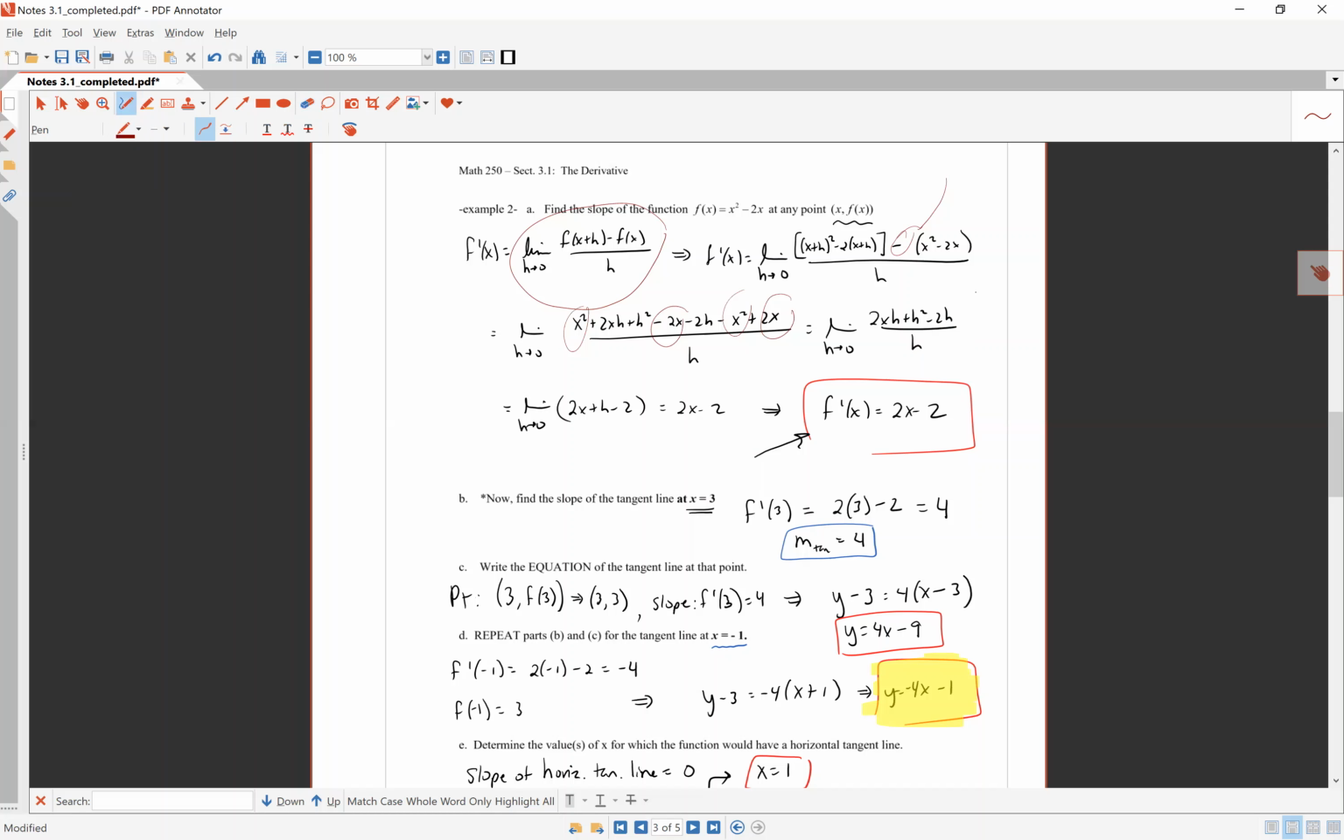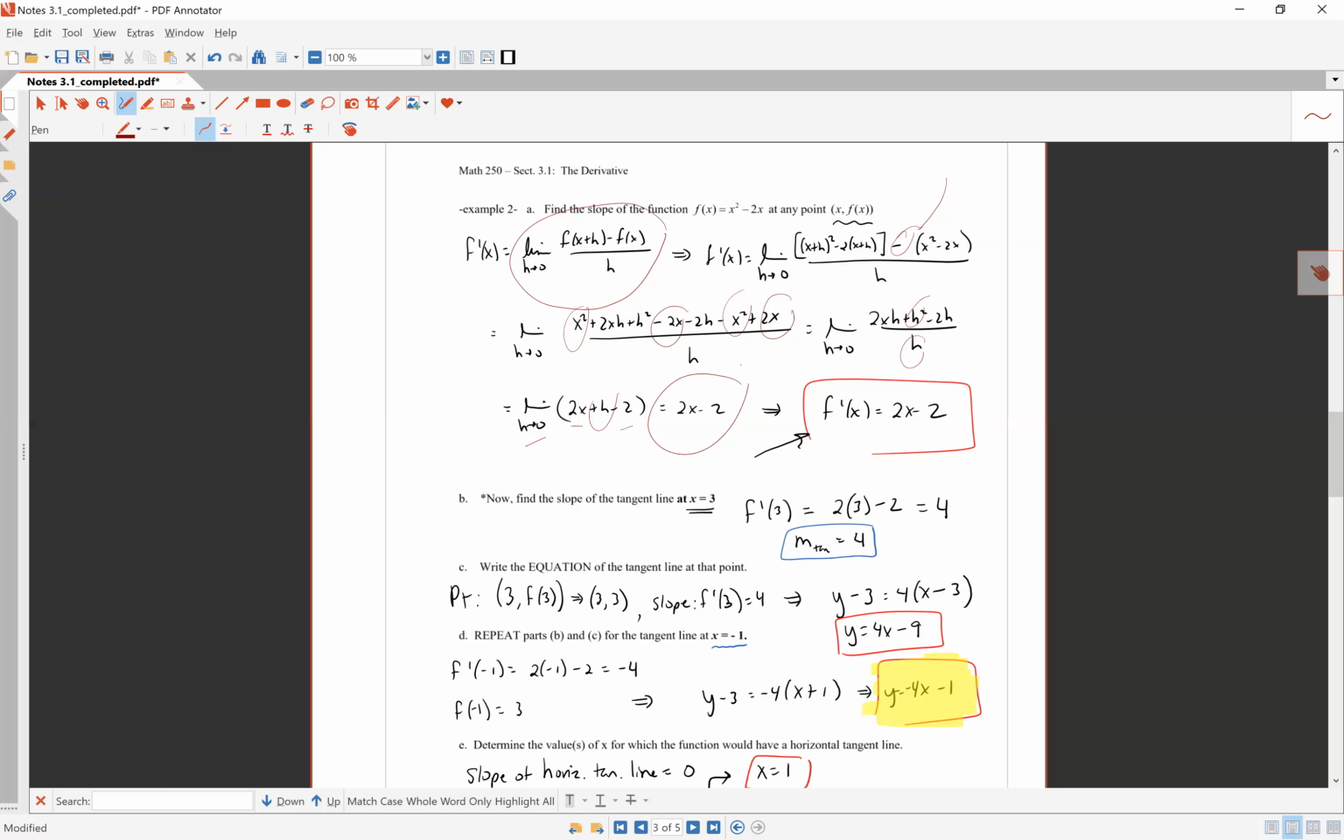Okay, so you end up getting 2x, right? 2xh over h is 2x, right? h squared over h is h. Minus 2h over h is 2. And now you take the limit as h goes to 0, so that at any given point x, the general slope is 2x. We have a formula. So f prime of x is equal to 2x minus 2. So we know the slope of the tangent line at any point x. We have a formula for it.